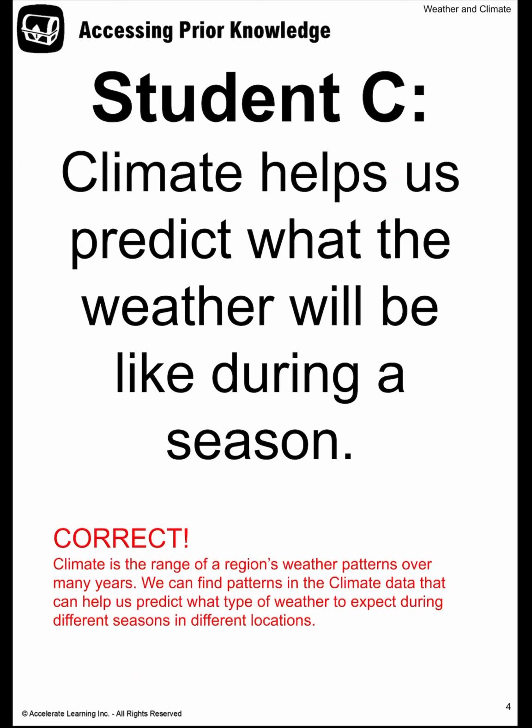Student C is the correct answer. Student C said climate helps us predict what the weather will be like during a season. So we know that climate is a range of the region's weather patterns over many, many years, and we can use those patterns from the climate data to help us predict what type of weather we would expect during the different seasons. So I know that if I'm talking about winter in Michigan, I can predict that the weather in December is going to be snowy. That's based on the climate patterns.